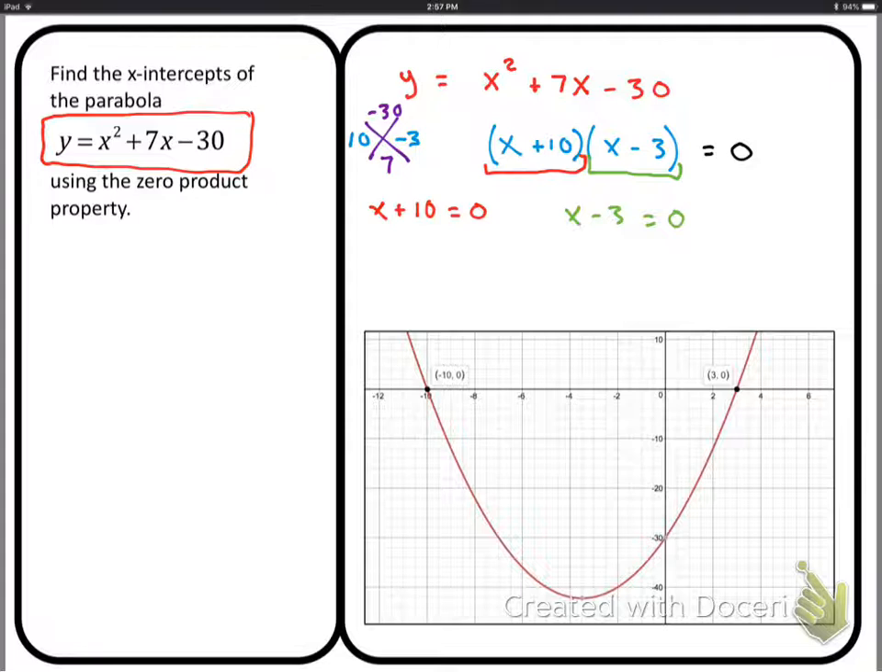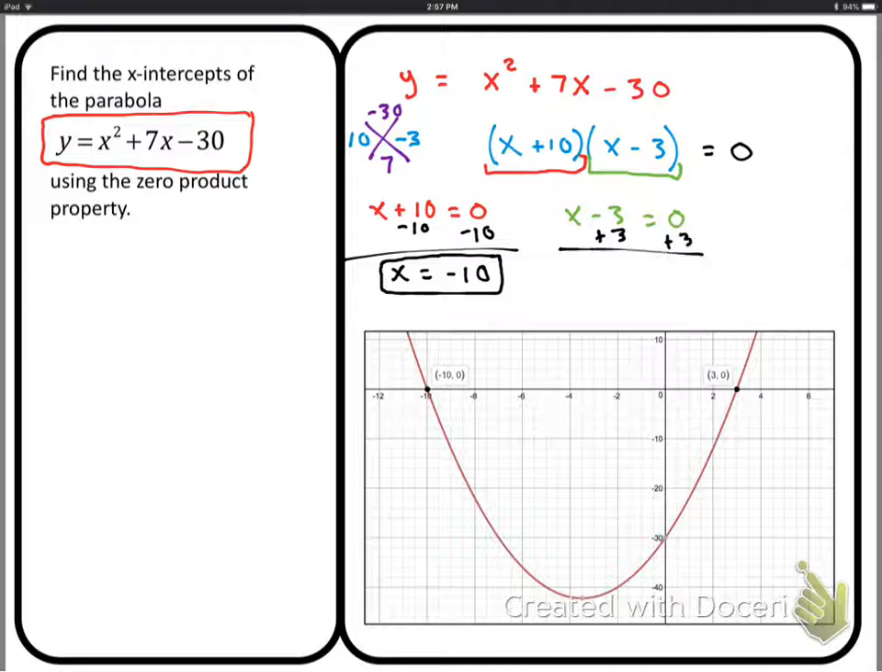Now I want to solve. For x plus 10 equals 0, we subtract 10 from both sides and we get x equals negative 10. I'm going to box that up. On the right-hand side, we have x minus 3 equals 0. I add 3 to both sides, and we get x equals 3.